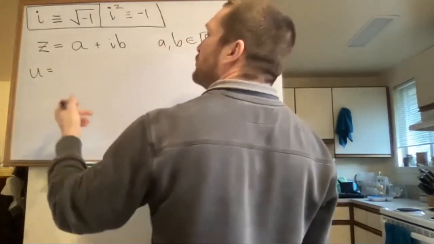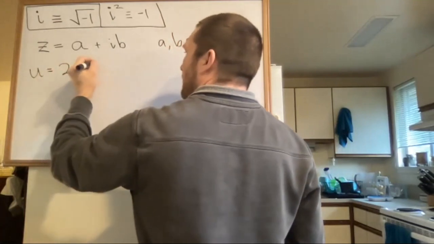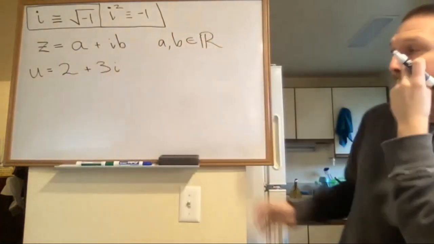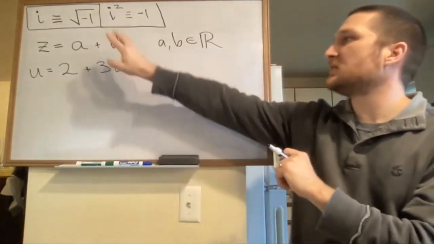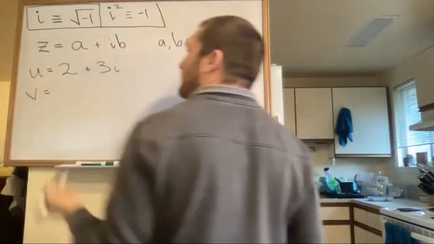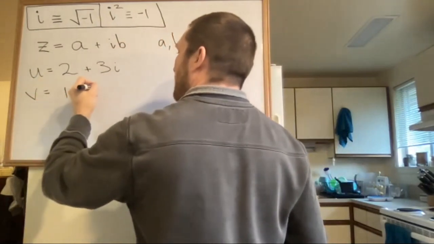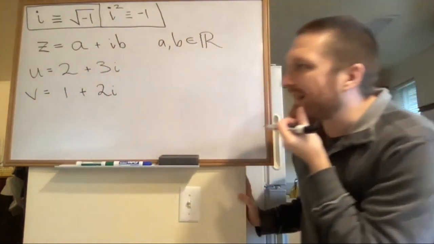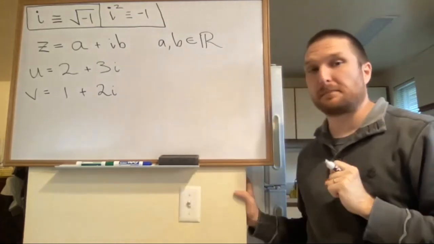So if I have two complex numbers, let's call them u and v. Let's say this one is that right there. That's a real number plus a real number times i. By definition, that's a complex number. And this, call it v, is a complex number. Let's go 1 plus 2i. We can do a lot of things with complex numbers. Today, all we're going to do is add and subtract them.